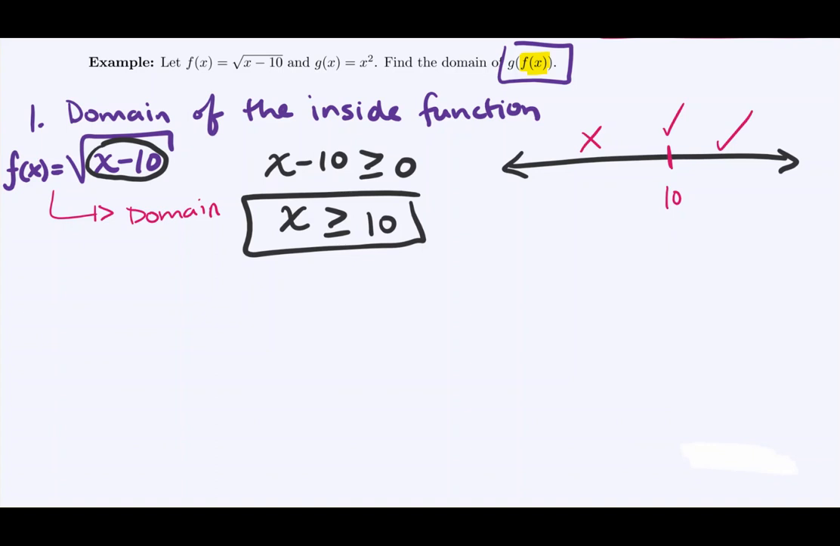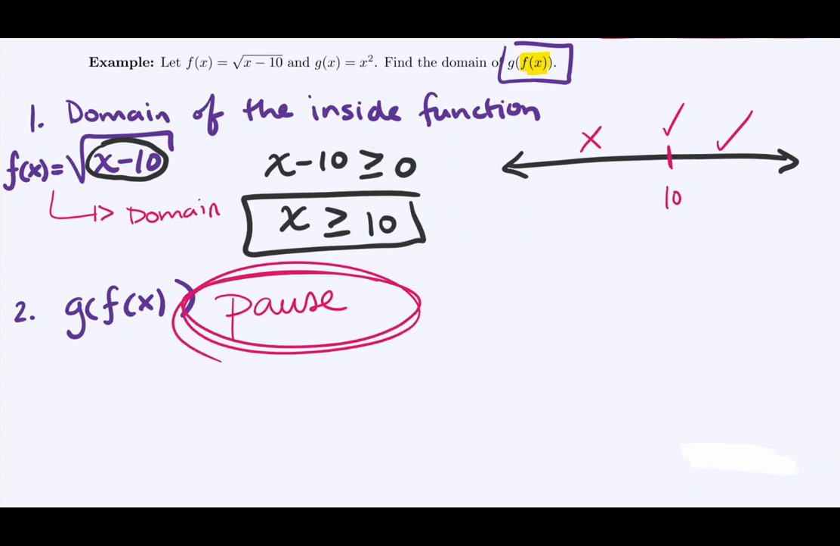Now step 2 is form the composition, and then simplify it and think about its domain. So why don't you take a moment to form the composition, get a resulting function, and then think about its domain. I recommend you pause the video again at this time to complete step 2. Unpause to check your work.